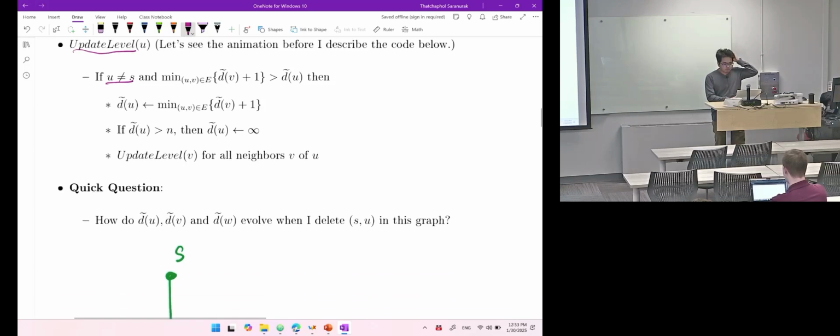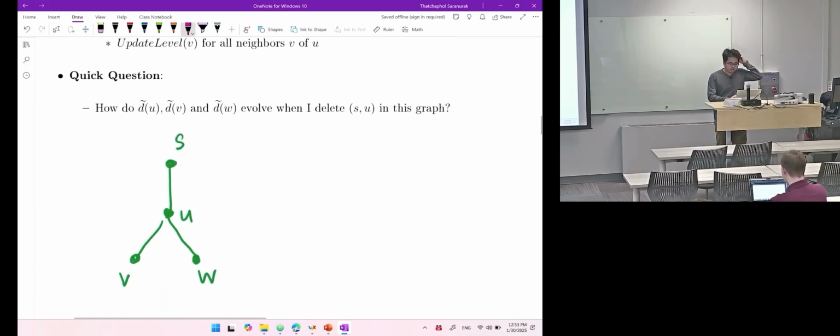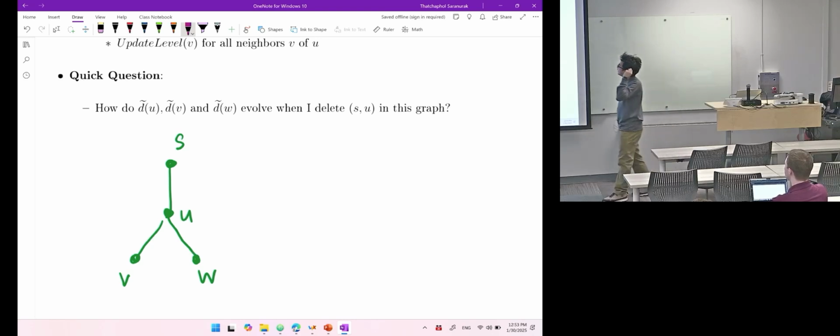So a quick question, which is related to what Scott asked: look at the estimates of u, v, w. How do they evolve when I delete this edge?